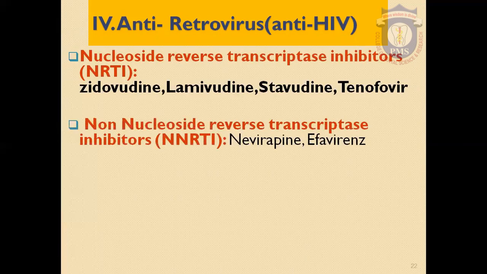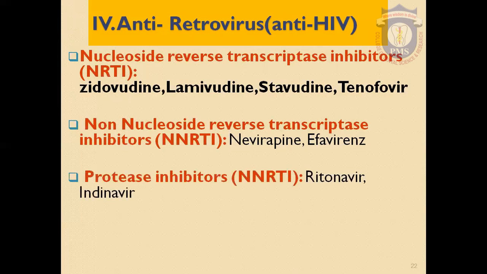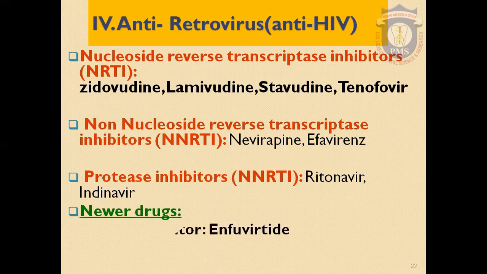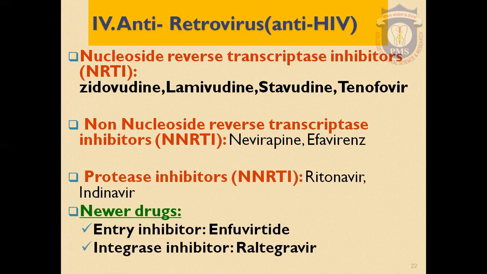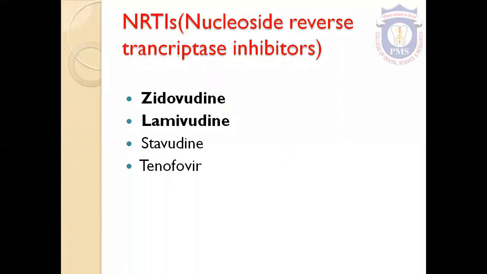Classification of antiretroviral agents. These can be NRTIs, that means nucleoside reverse transcriptase inhibitors such as zidovudine, lamivudine, stavudine, and tenofovir. Some are non-nucleoside reverse transcriptase inhibitors such as nevirapine and efavirenz. Some are protease inhibitors such as ritonavir and indinavir. Newer drugs include entry inhibitors such as enfuvirtide and integrase inhibitors such as raltegravir.